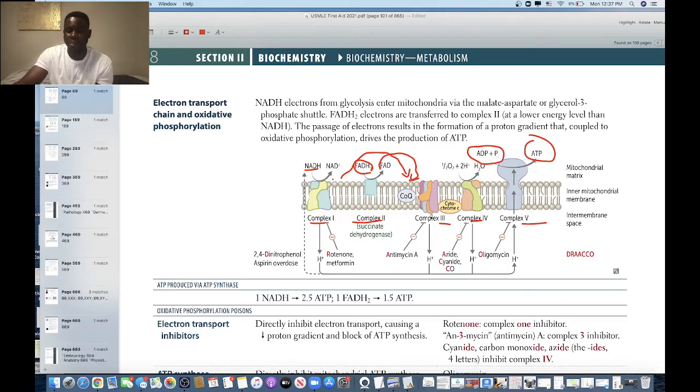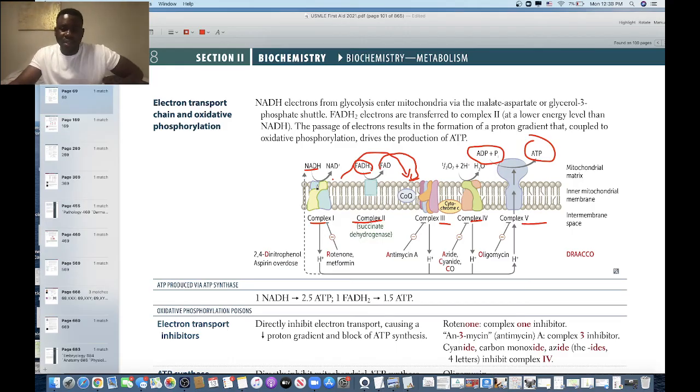Then the coenzyme Q will give it into complex 3, right? Complex 3 will now use cytochrome C to pass it on to complex 4. Now complex 4 will be the final electron acceptor. It's not that they are giving the electron directly, but let me show you exactly how it happens.